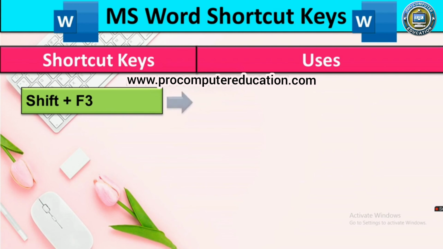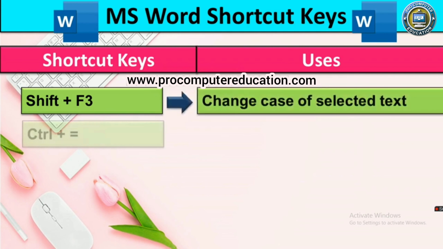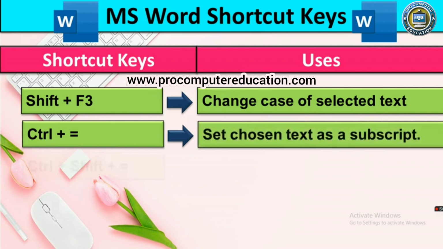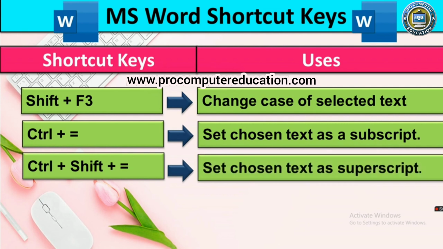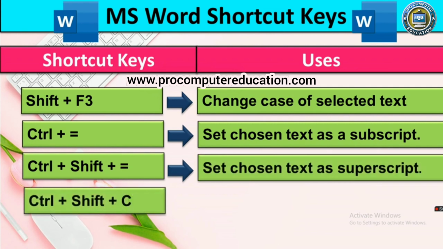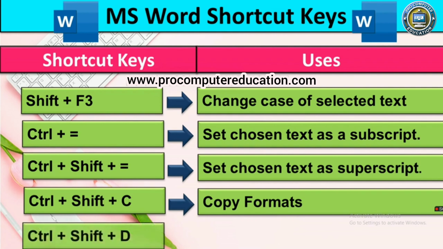Shift plus F3, change case of selected text. Ctrl plus equal, set chosen text as a subscript. Ctrl plus Shift plus equal, set chosen text as a superscript. Ctrl plus Shift plus C, copy format.